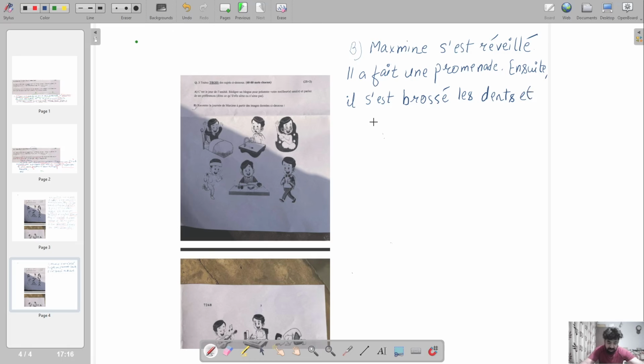So I'll say et il a pris son petit déjeuner. So basically, he brushed his teeth and had his breakfast. Okay, petit déjeuner. So we will move to the next one after this. Because I have already used ensuite, what I'll use is after that.